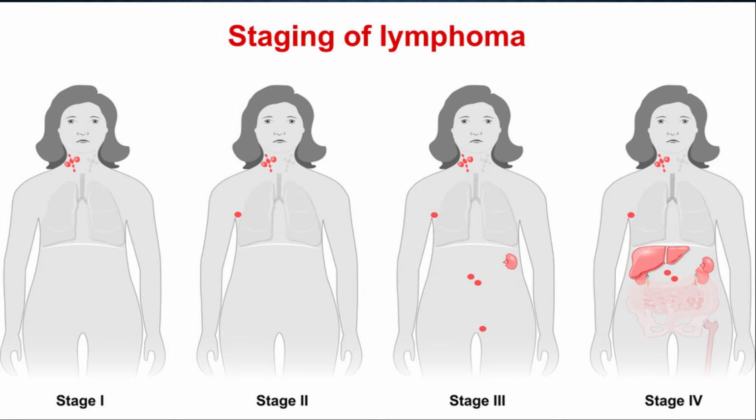In stage 1, there is involvement of a single lymph node region, mostly cervical. Stage 2, involvement of 2 or more lymph node regions on the same side of the diaphragm. Stage 3, involvement of lymph node regions above and below the diaphragm, which may include the spleen. Stage 4, disseminated involvement of 1 or more extra lymphatic organs, for example, the liver.